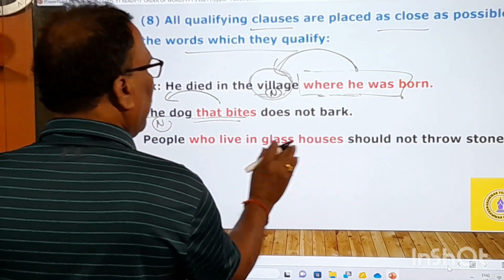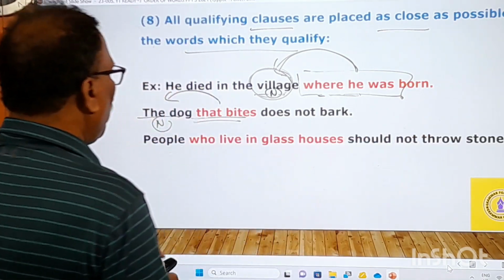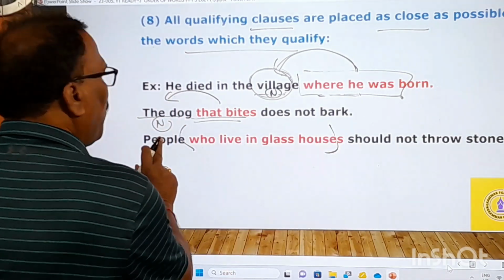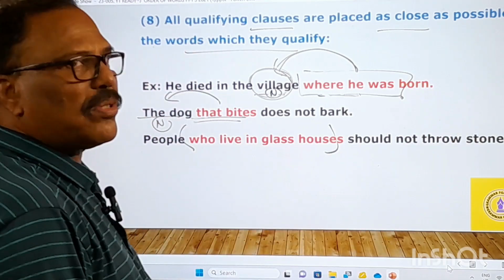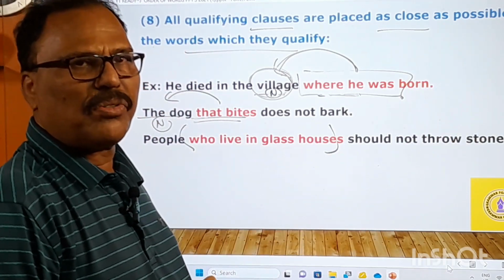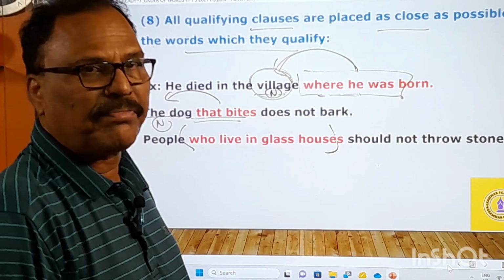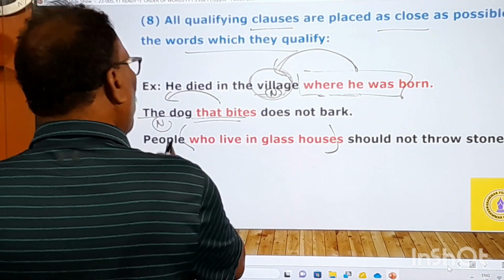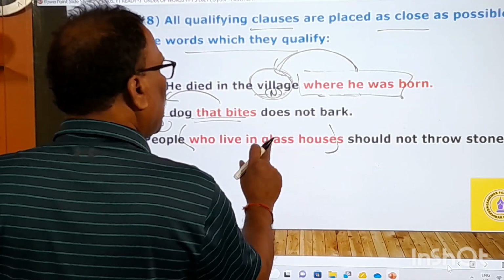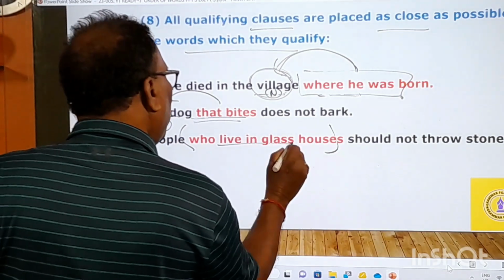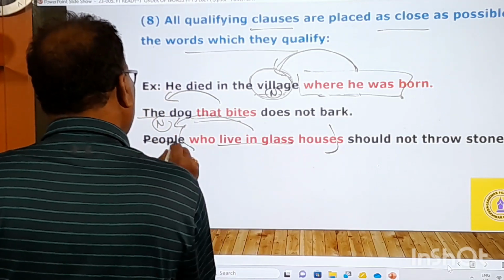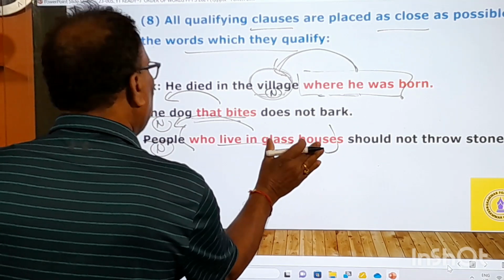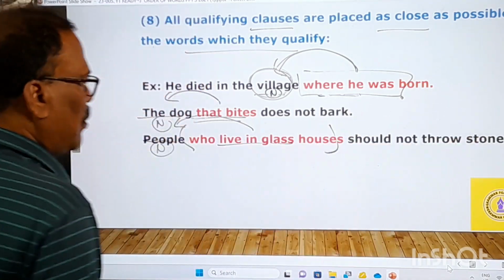And here, people who live in a glass house should not throw stones. Suppose these words are not there, take for granted. If I say people should not throw stones, does it hold any meaning? No meaning at all. If I say people who live in glass houses, what are they doing? They are qualifying this people, that is a noun. Only those people that live in glass houses should not throw stones.